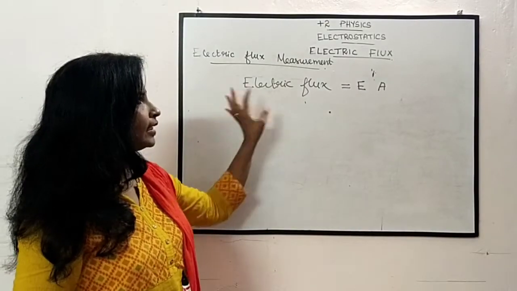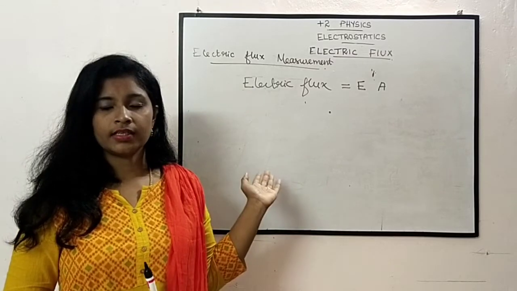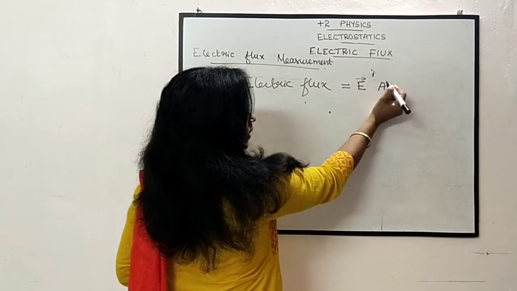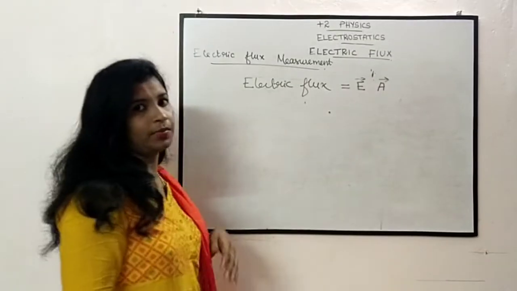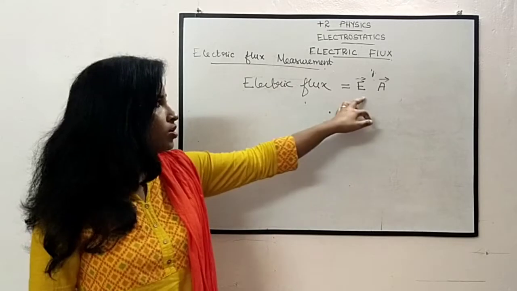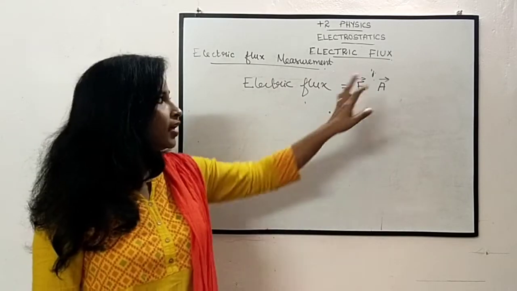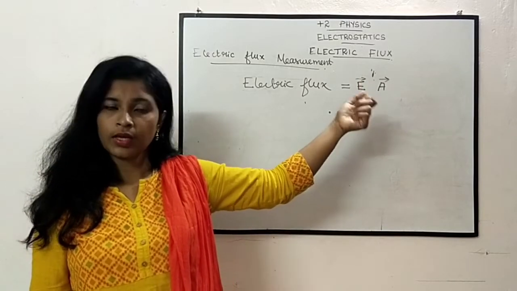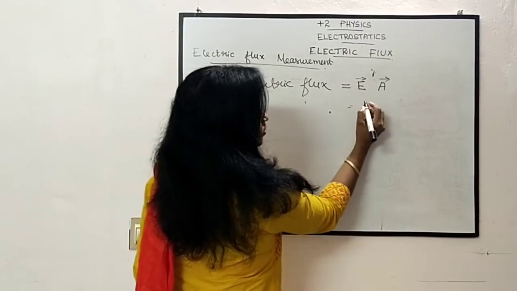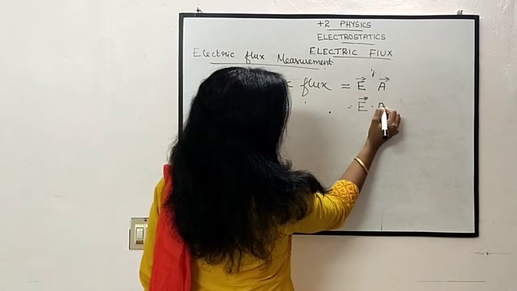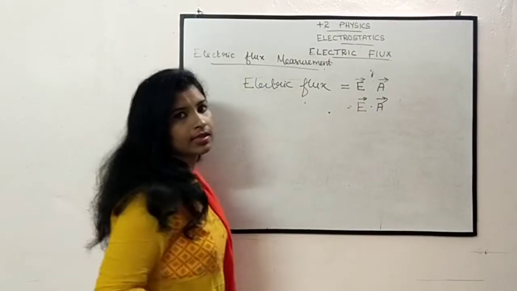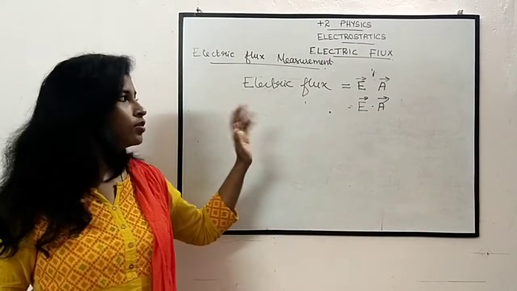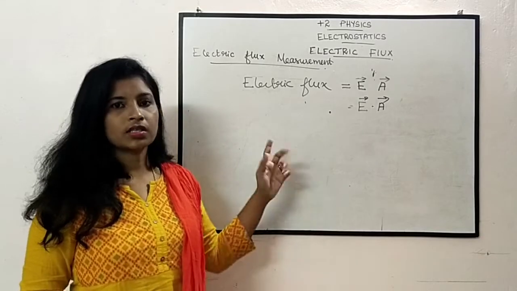Also, we know that electric flux is a scalar quantity. But the electric field is a vector quantity, and area is also a vector quantity because it has a direction. So when do two vectors become a scalar? Using a product of the two vectors, we can get a scalar value. So we know that electric flux is a scalar quantity.